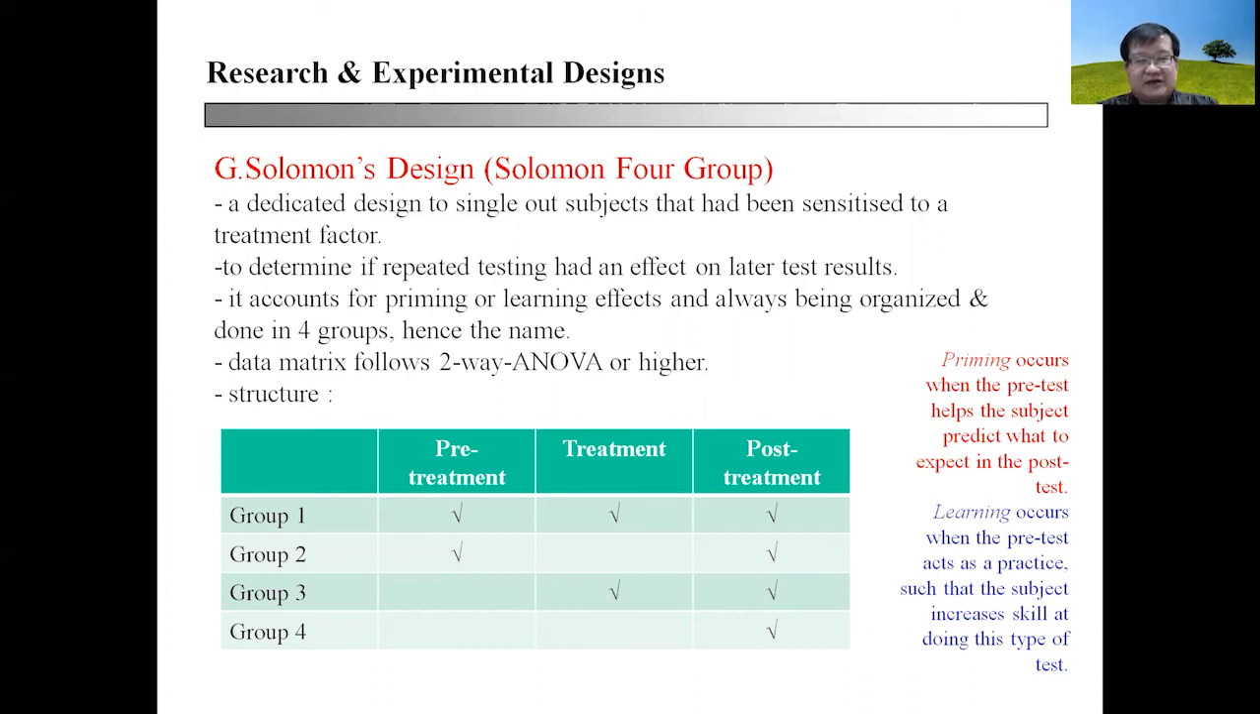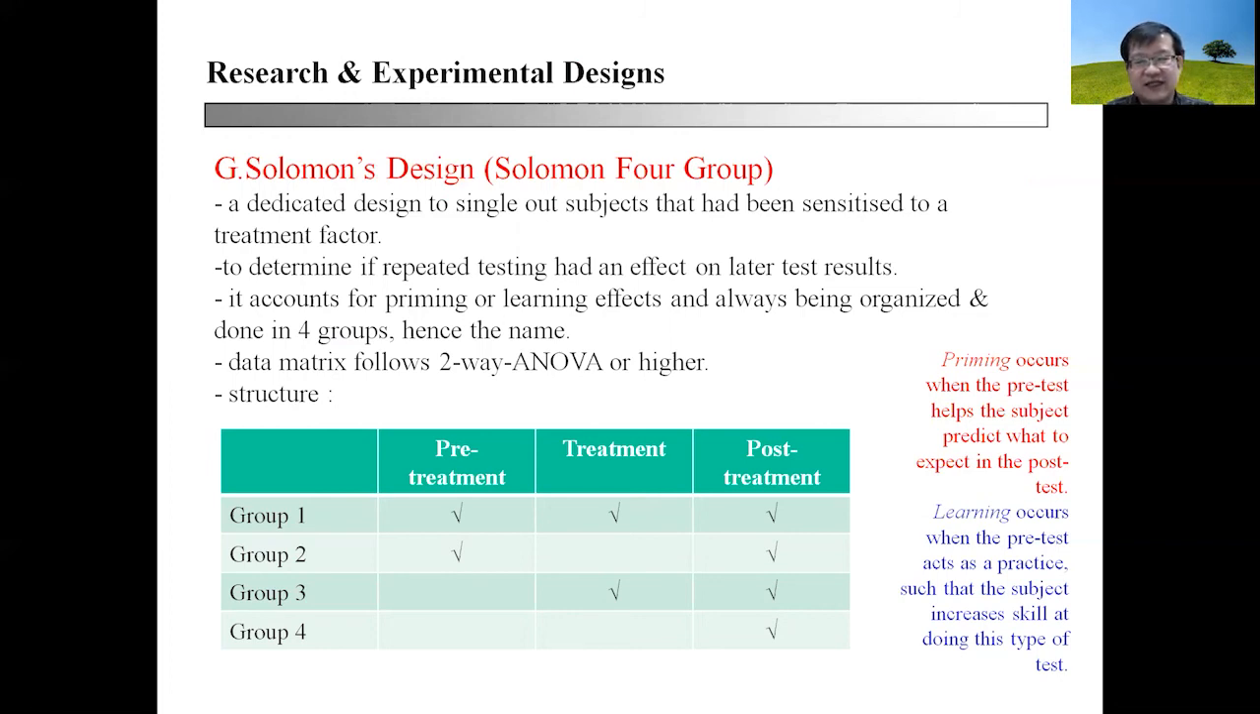The other way of dealing with research and experiment design is, of course, the ever famous Solomon's design, or the Solomon 4 group. This is a design dedicated to singling out subjects that have been sensitized to a treatment factor. For example, a person that has been exposed to a questionnaire before, or a patient that has been exposed to anesthetic drugs or certain drugs, because repeated exposure to certain drugs may alter the liver physiology and therefore render the efficacy of the drugs different in animals in subsequent trials.